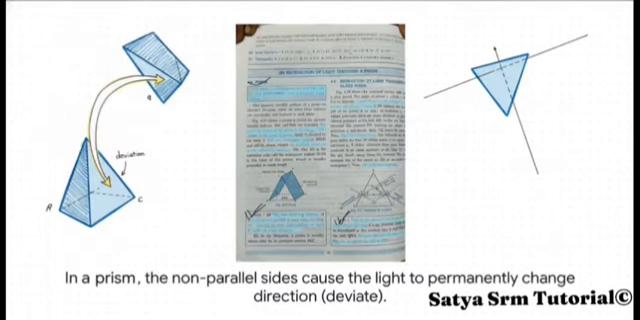But what if the sides aren't parallel, like in a prism? Now it gets interesting. The light ray bends when it enters, just like before. But when it goes to leave, the exit surface is at a totally different angle, so the bend on the way out no longer cancels the bend on the way in. A prism actually forces the light to change its direction for good. This is called deviation.